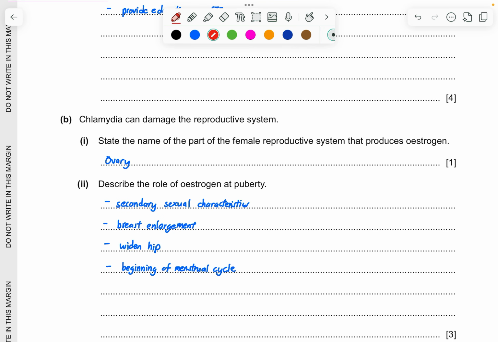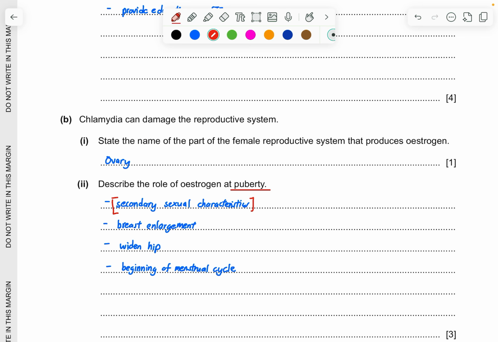Describe the role of estrogen at puberty. They say puberty, not the menstrual cycle. If they say menstrual cycle, then that could be another set of answers. But now they ask for puberty. Puberty happens in girls with high amounts of estrogen. So you talk about the things that you can see. First, generally, secondary sexual characteristics. If you have mentioned this, you're going to get 1 mark. Then you explain all the features that you can see in secondary sexual characteristics.